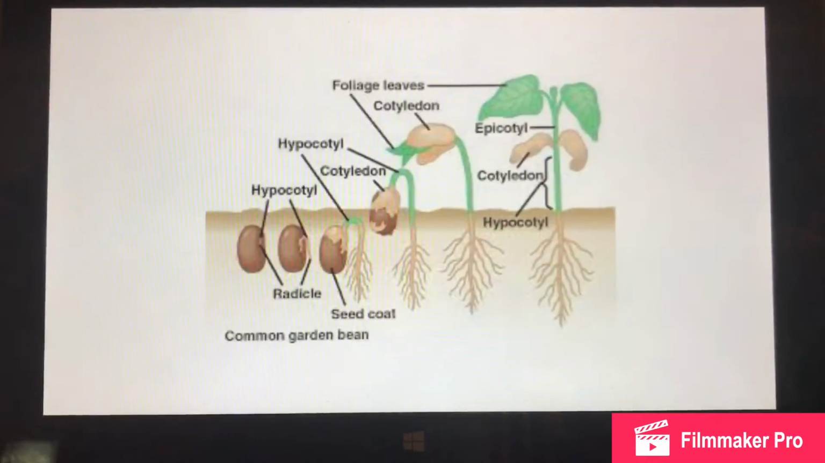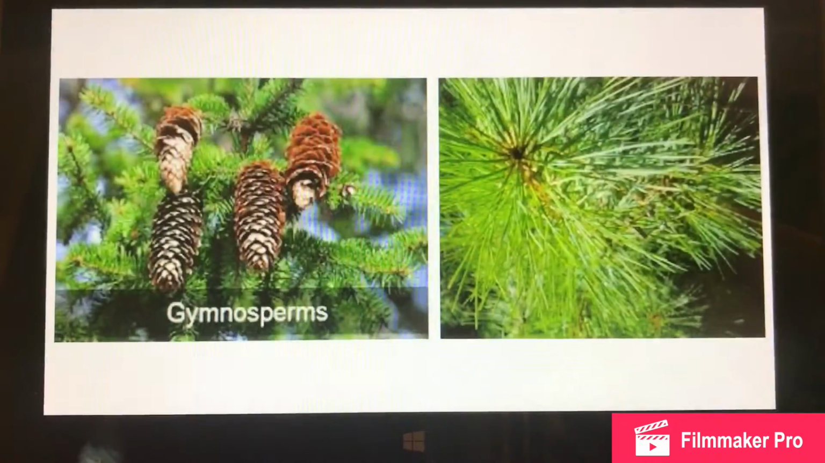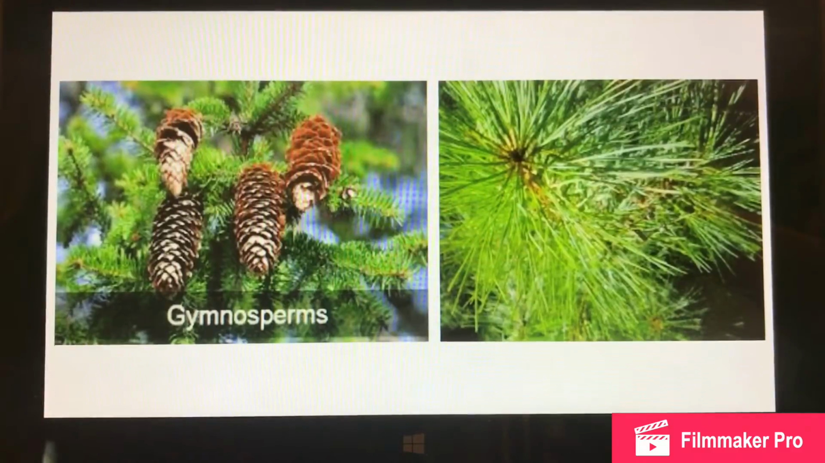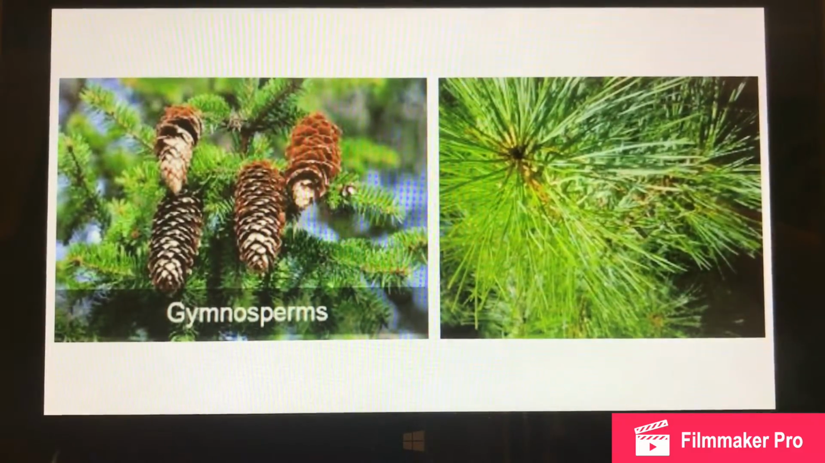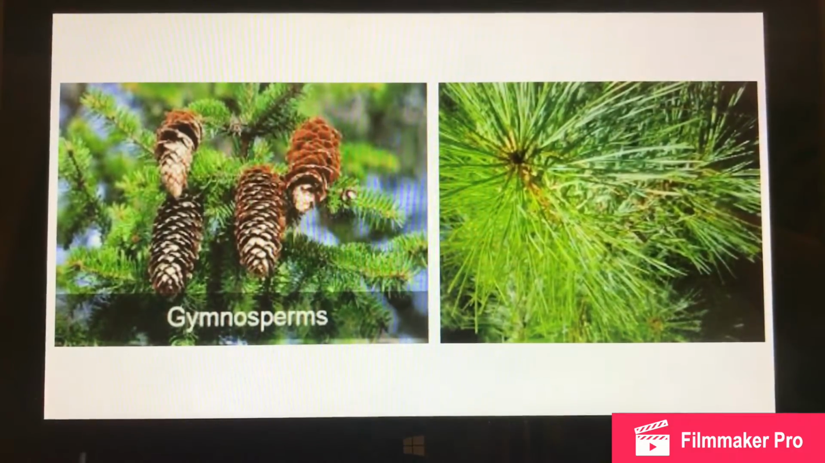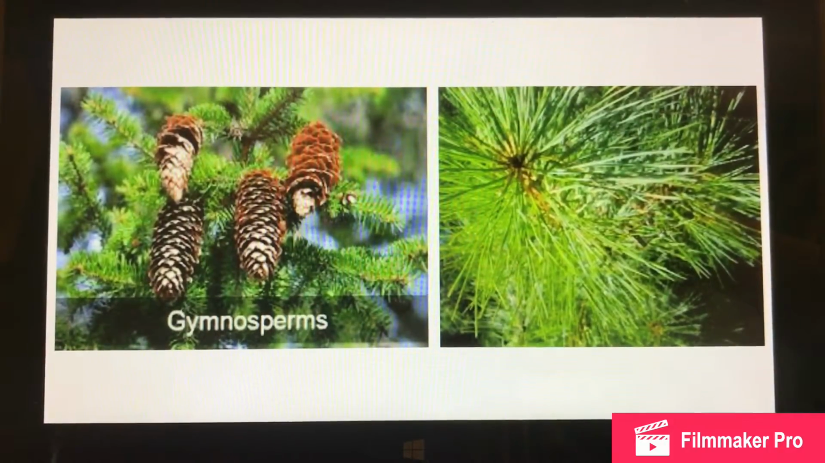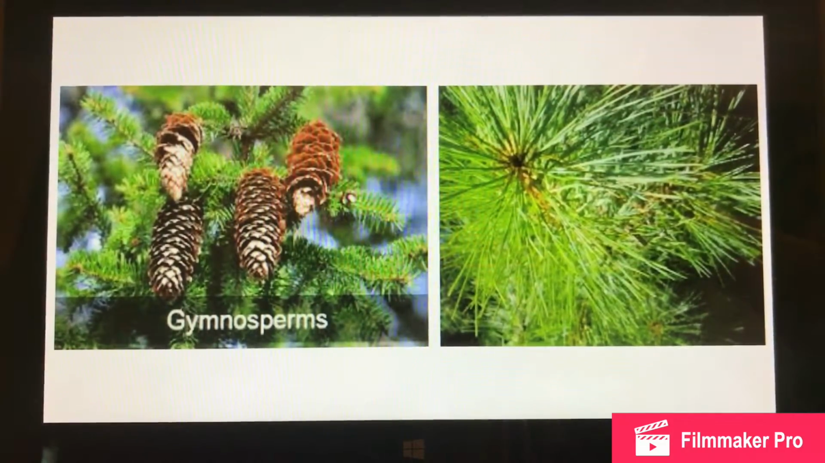So we talked about angiosperms. Let's talk about gymnosperms now. Gymnosperms do not produce flowers. They do not produce fruits, and they are only pollinated by the wind, and they do not have an outer covering or a shell around their seeds.